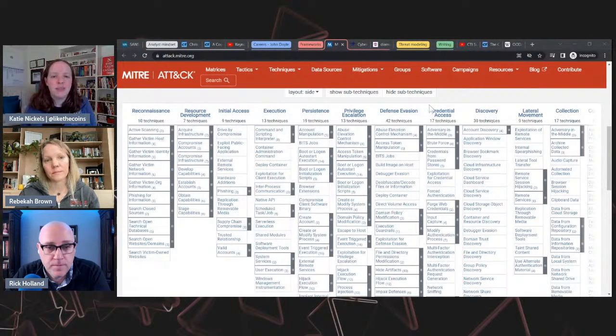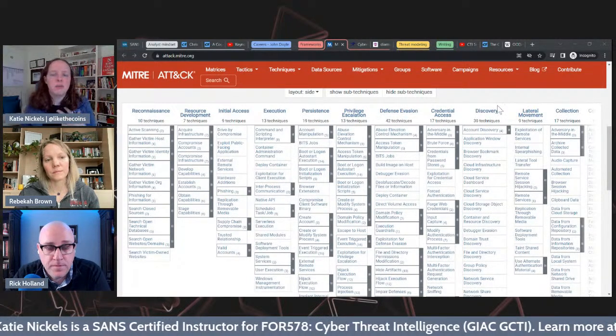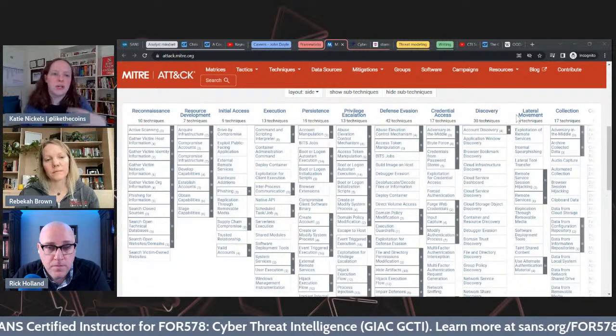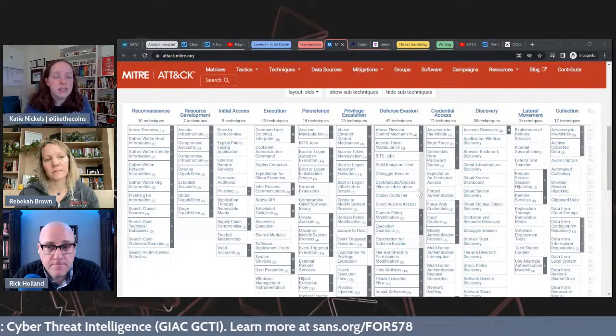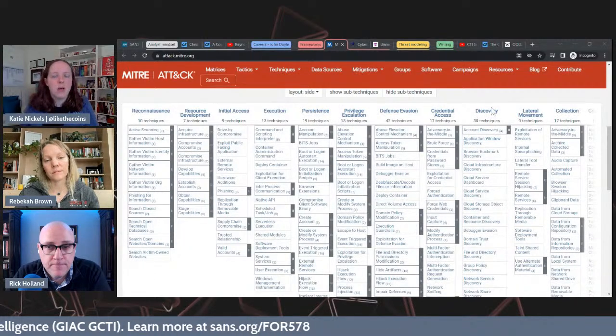Across the top, it has these different tactics, which are the adversary's technical goals. Rick mentioned a lot of them, like lateral movement. So watch out for them in multiple presentations, right? They might mention these goals like an adversary moving laterally or persisting. And then the techniques under each of those, right? How do they accomplish that goal?